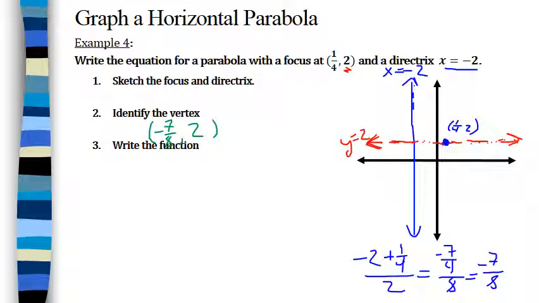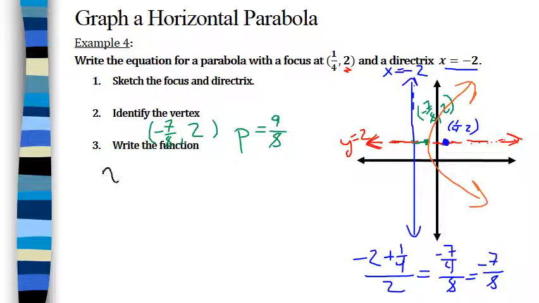In order to be able to write the function, I also need a p-value. And so here, if I know this is at -2, and I know my vertex has to be at -7/8, 2, then I know that this is 1 1/8 away, or 9/8 away. So p equals 9/8. And so I can go ahead and put that in my parabola. I know that the parabola is going to go in this direction, so it's going to be positive.